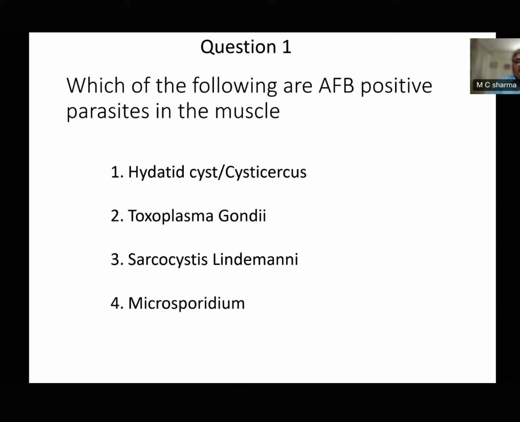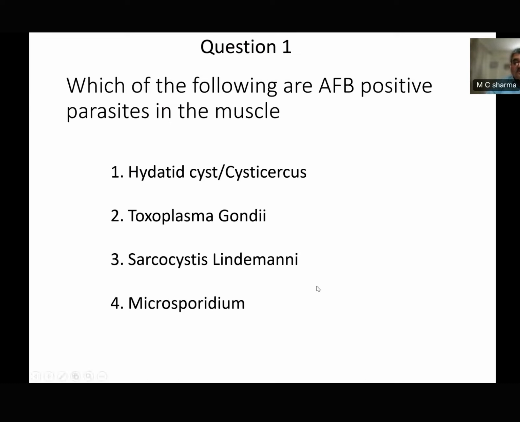So this is one question: which of the following is an AFB positive parasite in the muscle? Hydatid cyst, Toxoplasma gondii, sarcocystis, or microsporidium? I know microsporidium, I told you that is the answer. Is there anything else which can be positive in AFB? Actually, this is not a very right question. There should be only one answer, but I have put two.